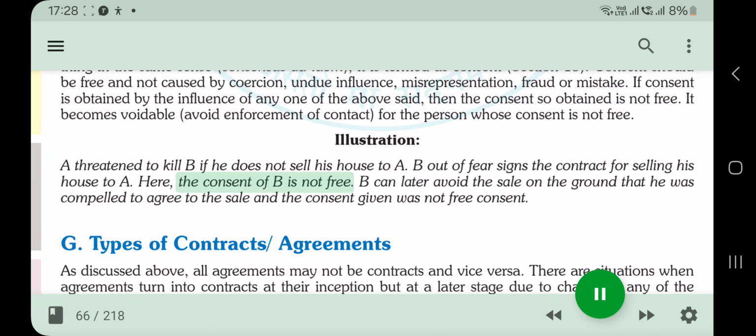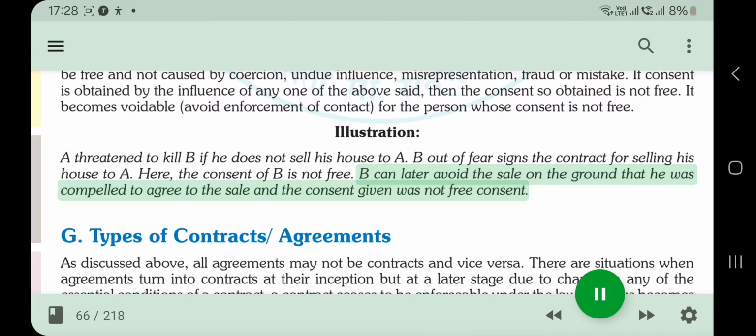Here, the consent of B is not free. B can later avoid the sale on the ground that he was compelled to agree to the sale and the consent given was not free consent.